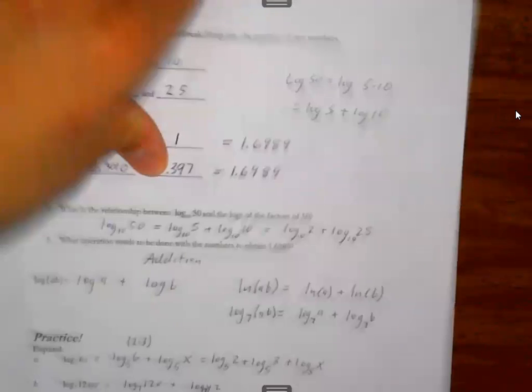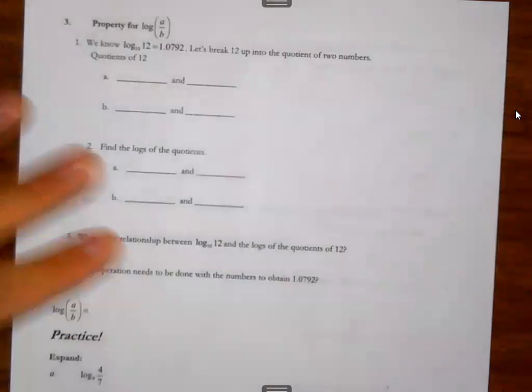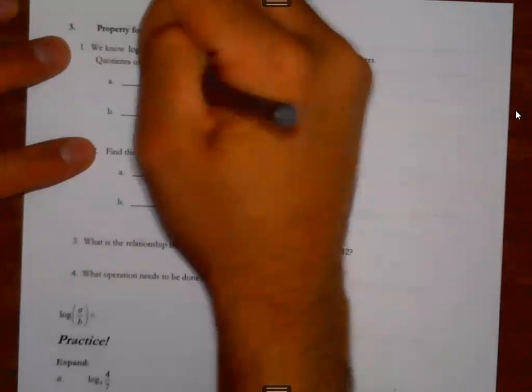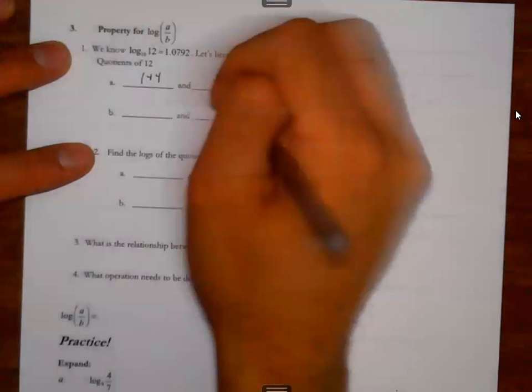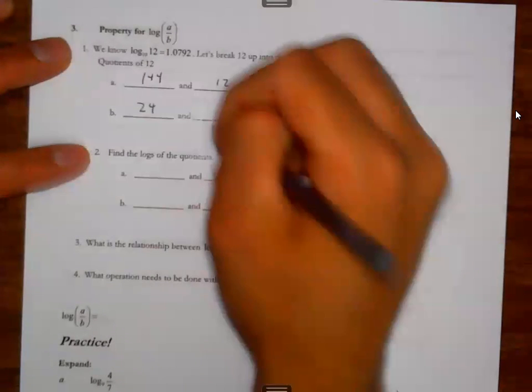All right, let's put our thing down, flip it and reverse it. So now we got another property of logs. Let's look for quotients of 12, two numbers that divide and give us 12. 24 and 2. 144 and 12. They divide to 12. 24 and 2. All right, so now let's do the log of these.